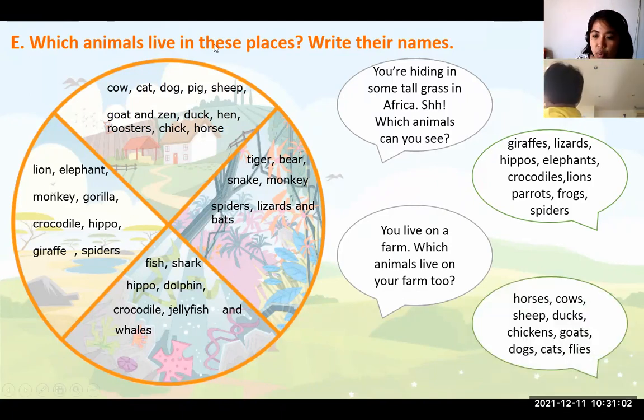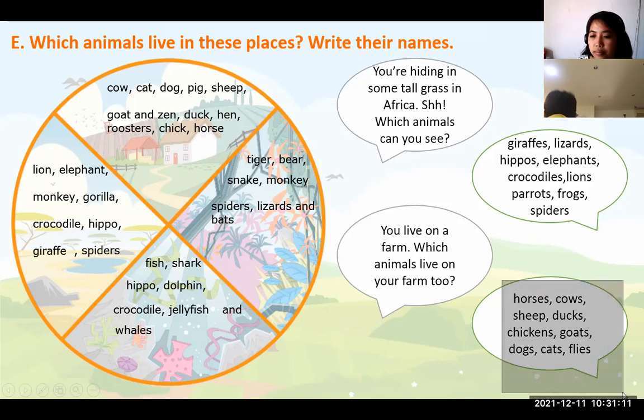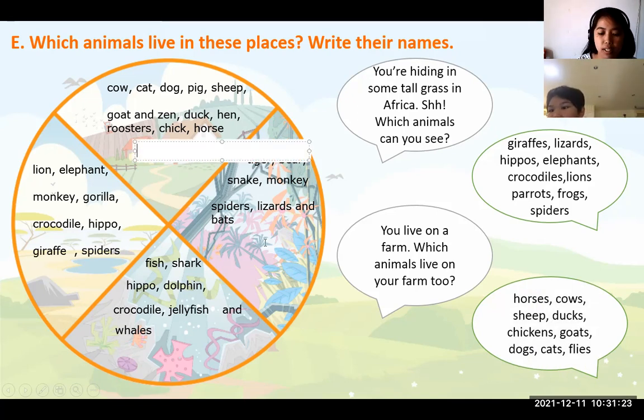So we have this one. Horses. Cows. Okay, so we have horses, cows, sheep, ducks, chickens, goats, dogs, cats, and flies. So, wow, almost perfect. You spelled flies wrong. No, this is the correct spelling of fly. Okay, so fly is singular.